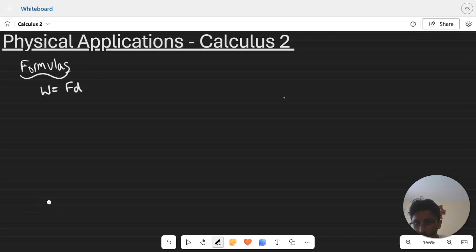So the first one is the work formula. The work is equal to force times distance, and we use this formula when the force is constant. Another formula is force equals mass times acceleration, divided by weight. And another formula is work equals mgd. Do you know these two work formulas?